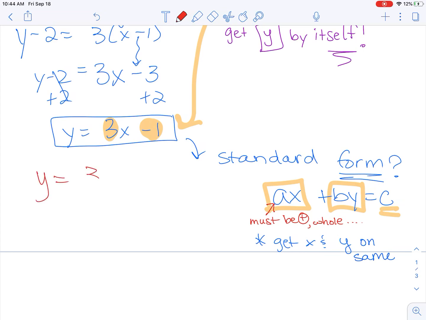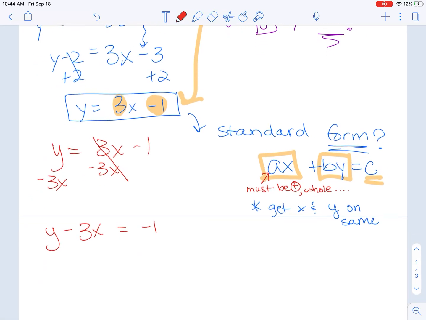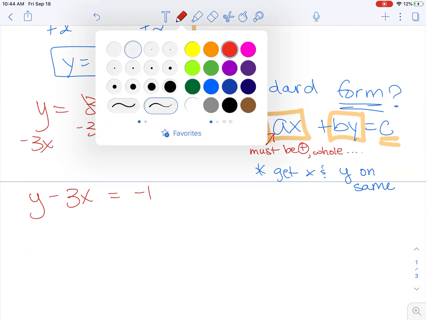We've got y equals 3x minus 1. Let's go ahead and get both x and y on the same side. Well, I've got this negative 3x. I'm going to move it over here to make this go away. We're left with y minus 3x equals negative 1. Now, we almost look like our standard form.